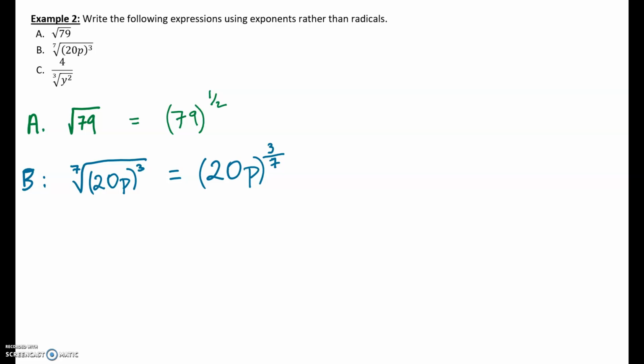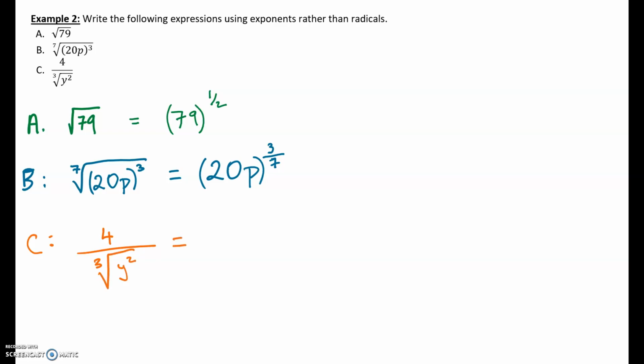Okay, so the 20p is still cubed, but now you take the root, which was in this case a 7th root, and you make 7 the bottom of the fraction. So the power is a fraction. When we're talking with roots, the power is a fraction. And then the last one, c, we've got 4 over the cube root of y squared.